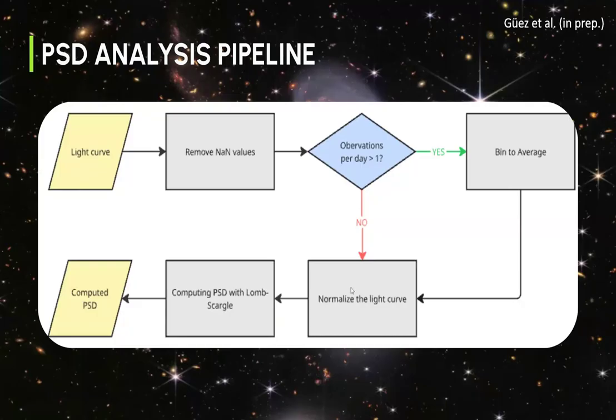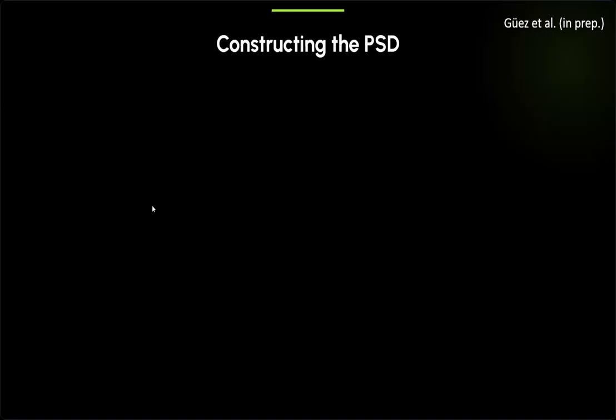With the light curve normalized, we compute the PSD, the power spectral density, with the Lomb-Scargle function. This is an Astropy function in Python that produces the power spectral density. And of course, the output is the computed power spectral density.